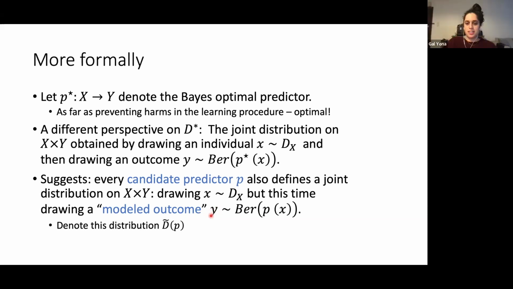Gal, this modeled outcome is independent of X? Sorry? The modeled outcome is independent of X, no? So the modeled outcome is you first draw an X, and then you take a coin toss with bias P of X. So it depends on the predictor. Okay, yeah. If the predictor is making distinctions, then the modeled outcomes also depend on X.